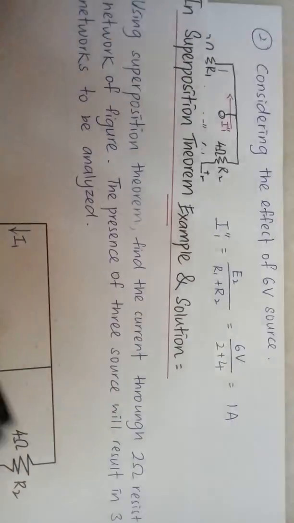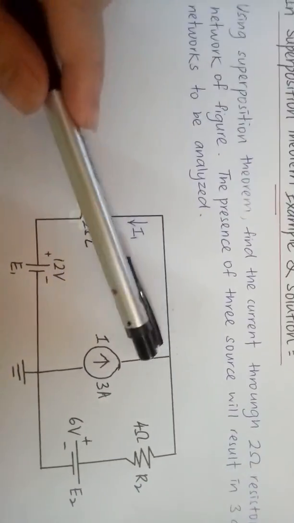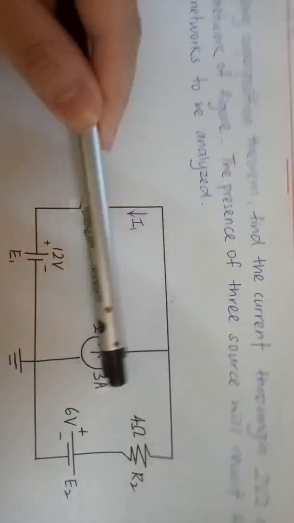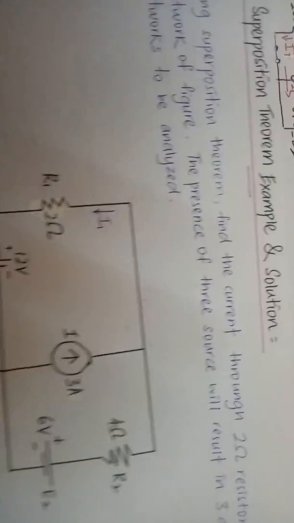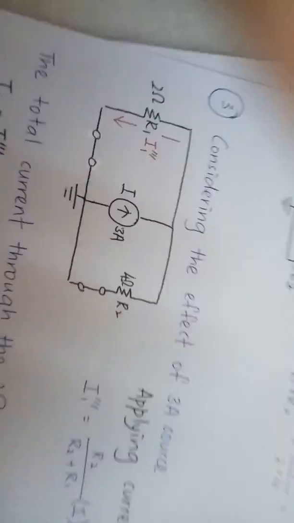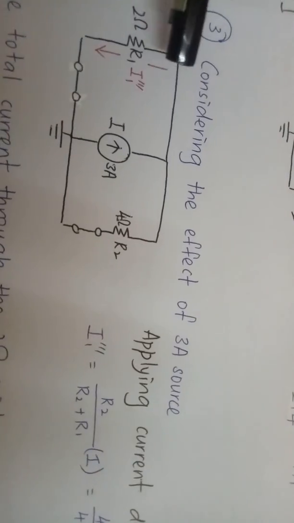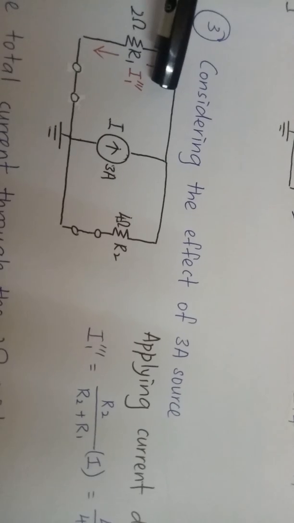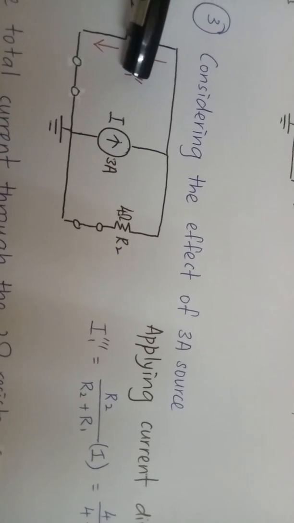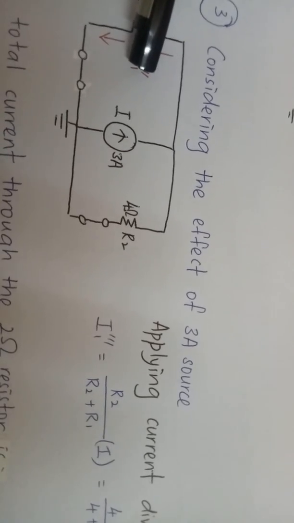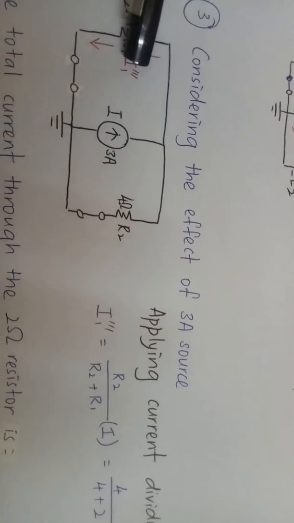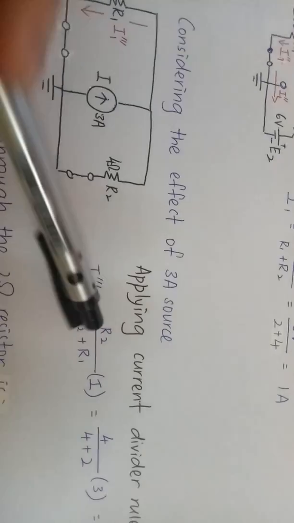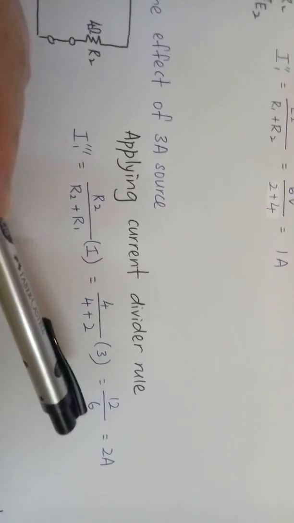The third source, the last to be analyzed, is this current source. Now I let these two voltage sources become short circuits. Thus the circuit will be like this. It is a parallel circuit. To find the current that flows through this, I substitute I'''1. Thus I use the current divider to find this I'''1. Using this formula, finally I get I'''1 is 2 amperes.